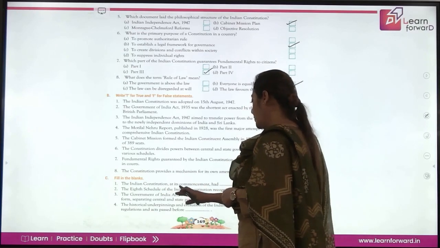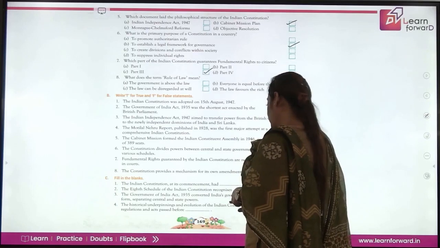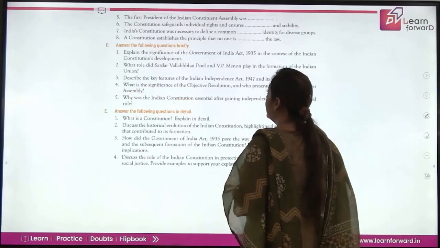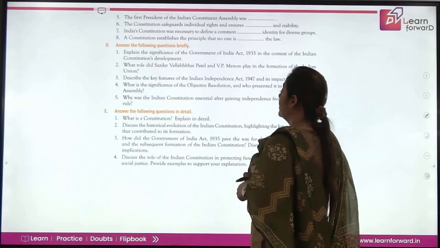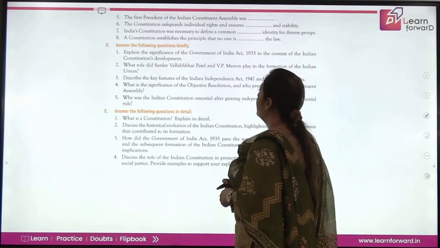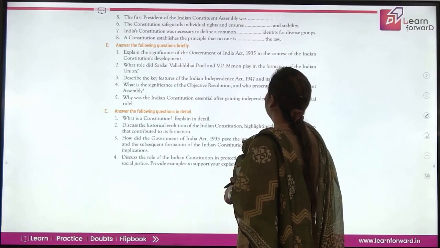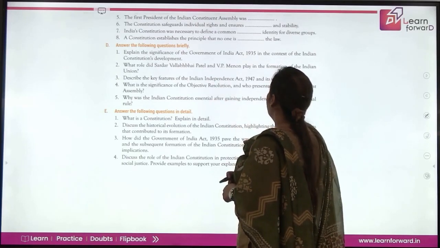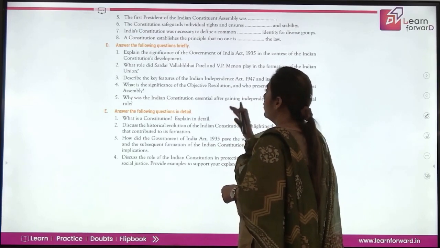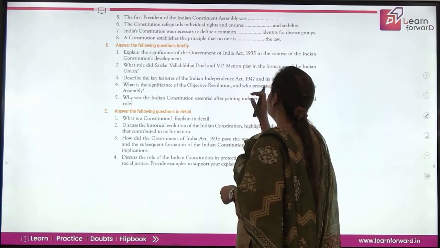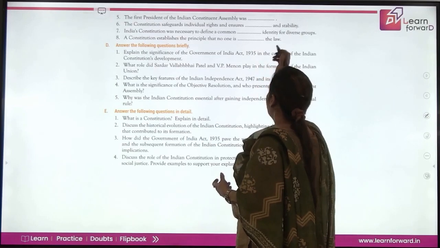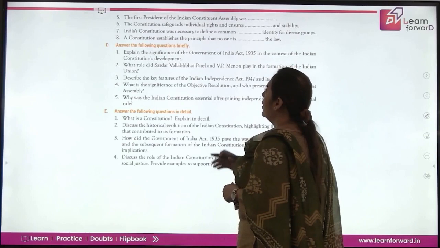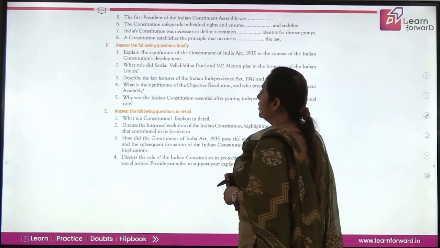The historical underpinnings and evolution of the Indian Constitution can be traced to various regulations and acts passed for India before India's independence. The first president was Dr. Sachidanand Sinha. The Constitution safeguards individual rights and ensures democracy and stability. The Indian Constitution was necessary to define a common political identity for diverse groups. A constitution establishes a principle that no one is superior to the law. Then let's come to question number D.